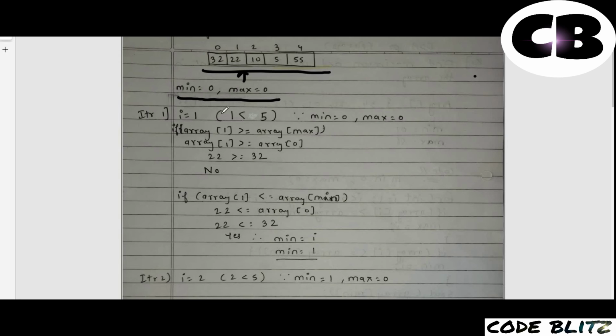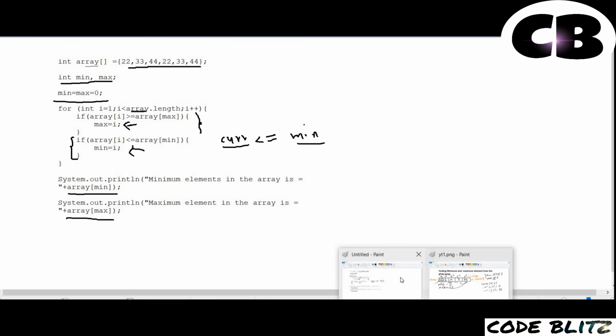So i equals 1. Now 1 is less than or equal to 5, that is, we can say the condition is satisfied. Now here min and max are equal to 0. Now we are comparing array of i less than or equal to array of max. You can see this in our code.